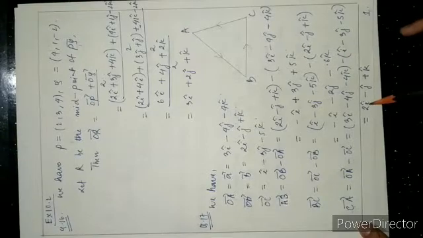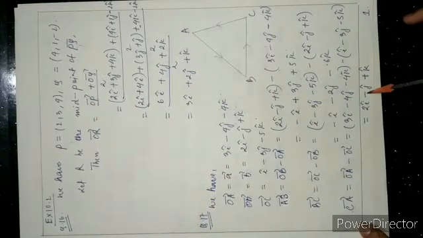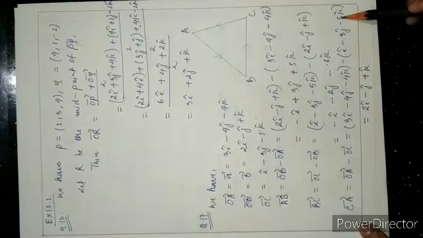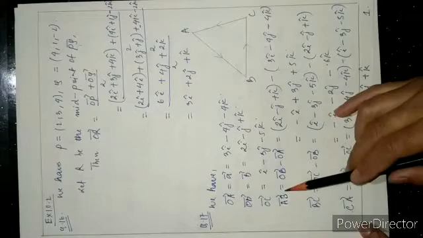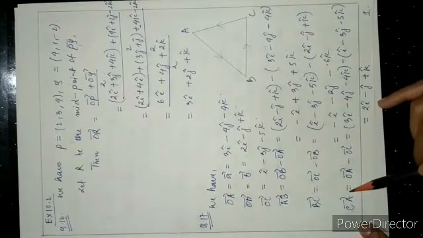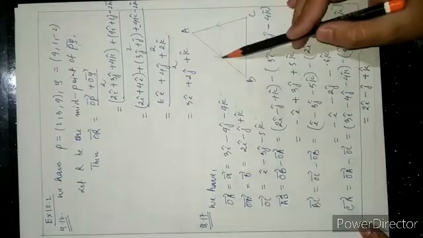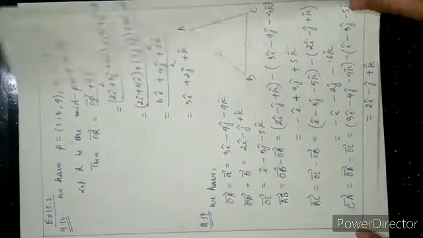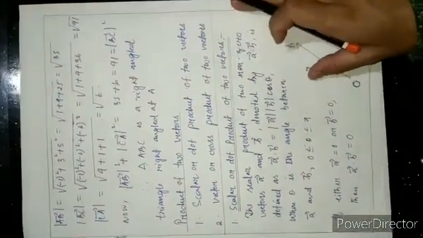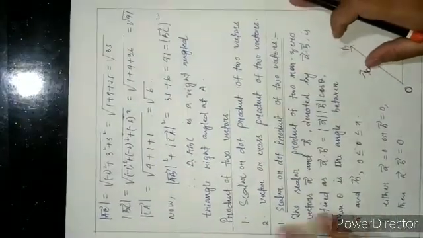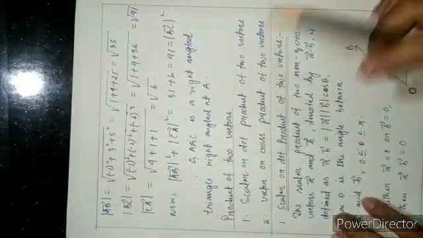3 minus 1 is equal to 2, i cap, minus 4 minus ... plus ... j cap, and minus 4 plus 5 is equal to 1, k cap. So we find the AB vector, BC vector and CA vector. Then find the length of each side: the AB side, BC side and CA side. Find the magnitude of AB vector, magnitude of BC vector and magnitude of CA vector.